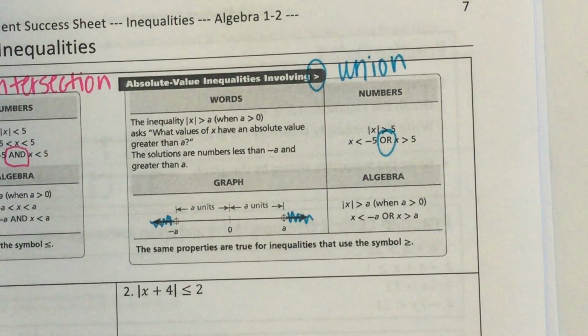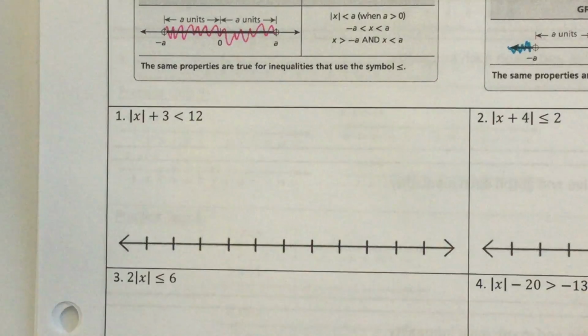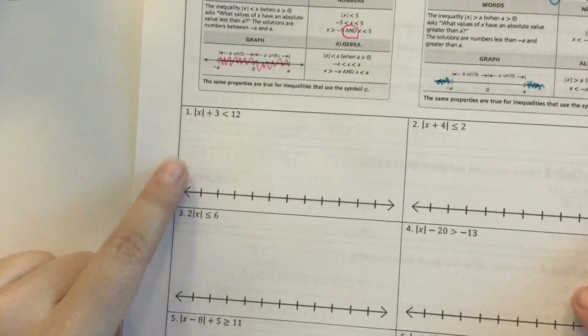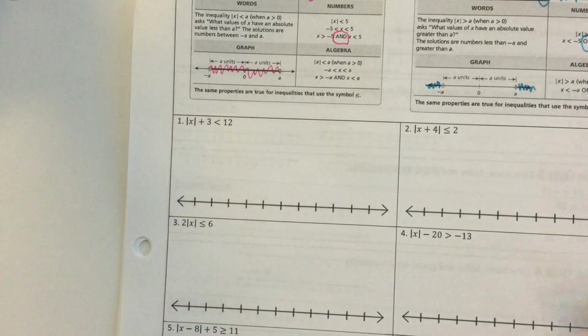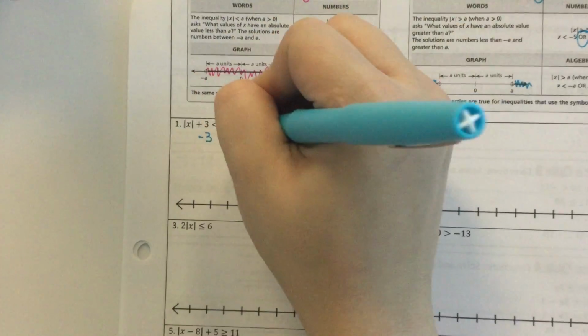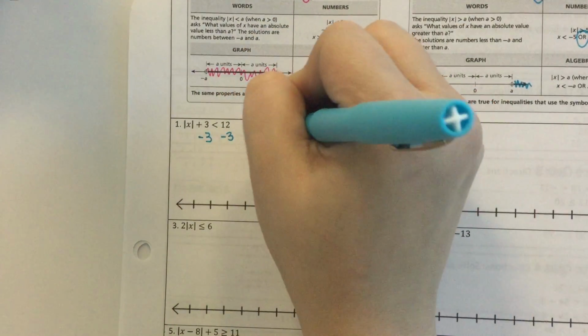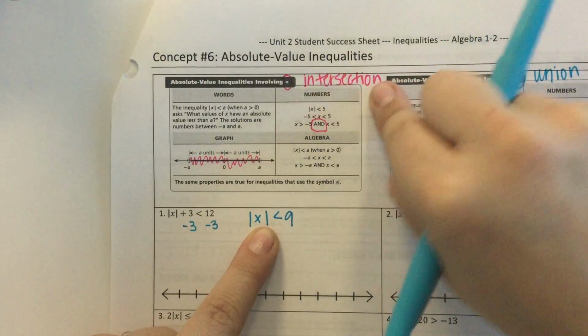All right, let's get started solving some of these problems. I'm going to use blue. Let's do number 1. Remember, with absolute value equations, my goal is to get the absolute value by itself, so I'm going to subtract 3 before I do anything. And I have absolute value of x is less than 9. I have an absolute value involving less than, which tells me I'm going to have an intersection.